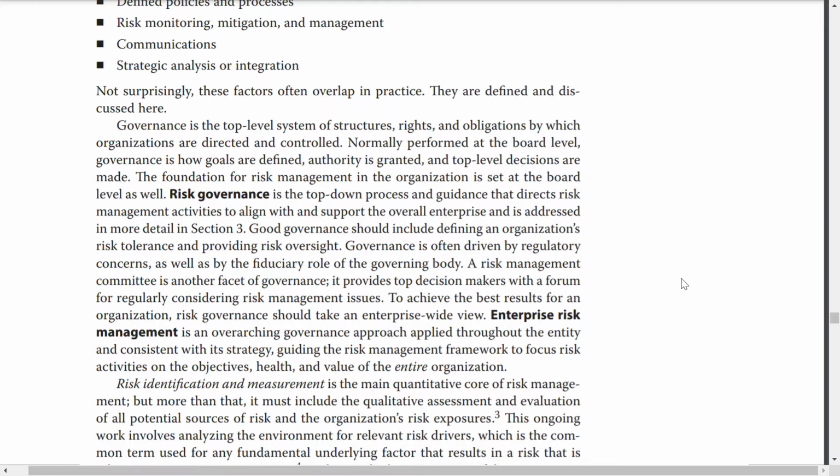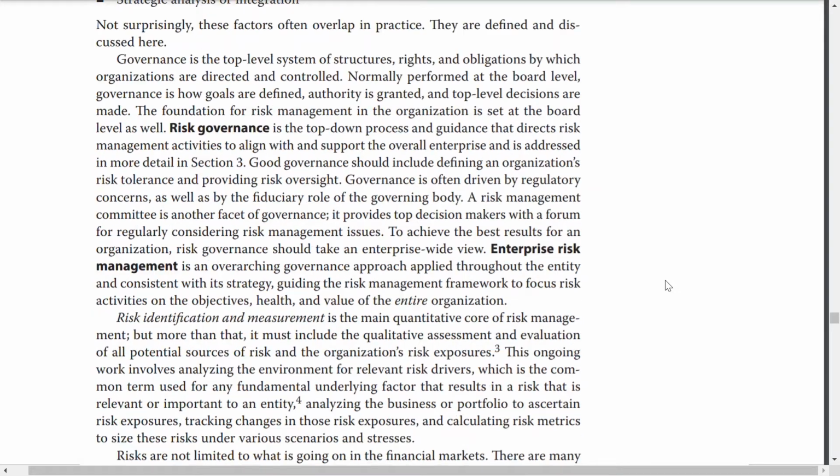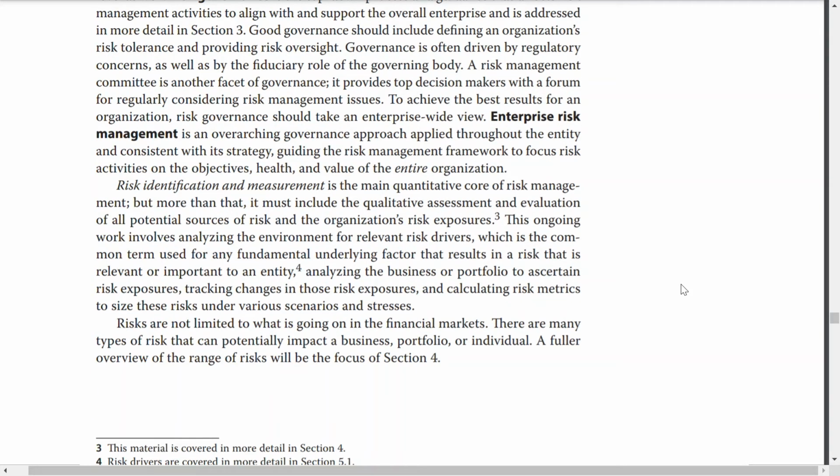Governance is often driven by regulatory concerns, as well as being the fiduciary role of the governing body. A risk management committee is another facet of the governance. It provides top decision makers with a forum in the organization. Risk governance should take an enterprise-wide view. Enterprise risk management is an overarching governance approach applied throughout the entity and consistent with the strategy, guiding the risk management framework to focus risk activities on the objectives, health, and value of the entire organization.